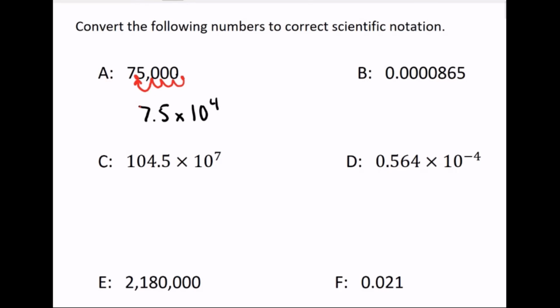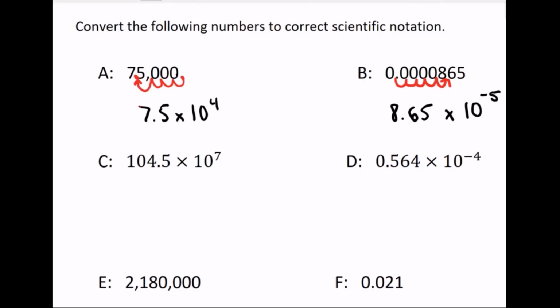B is also written in standard notation. However, its value is less than 1, so we'll treat it a little differently. The digits are to the right of the decimal, so we need to move right instead of left. Now, we want to move right until the decimal is to the right of the first number that is not 0. That means that we move right 5 times, so the decimal is just to the right of the 8. That gives us 8.65, followed by the times 10 to the negative 5th power.